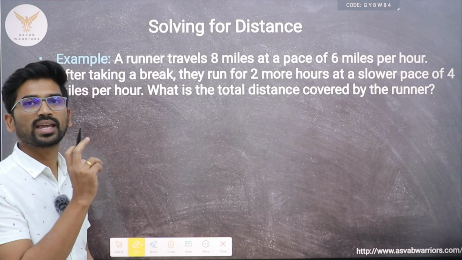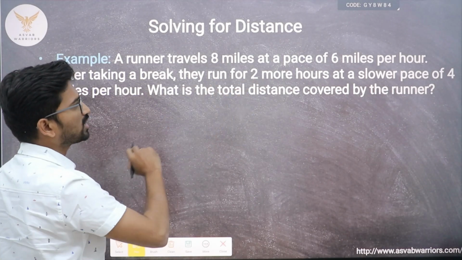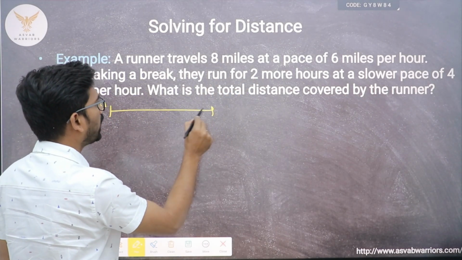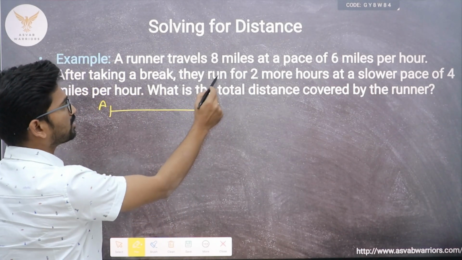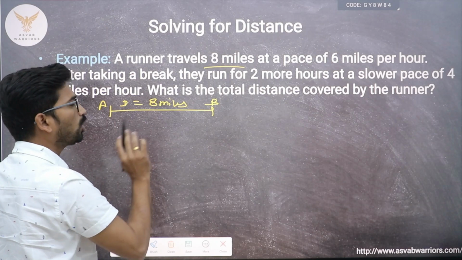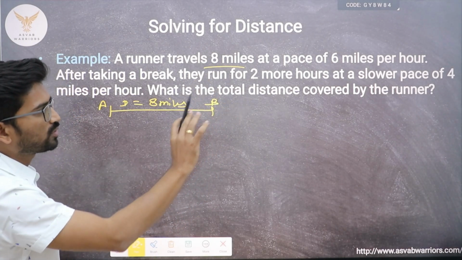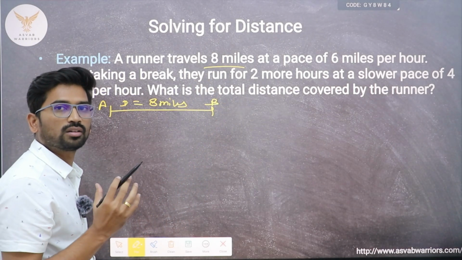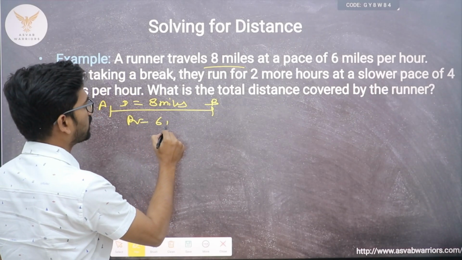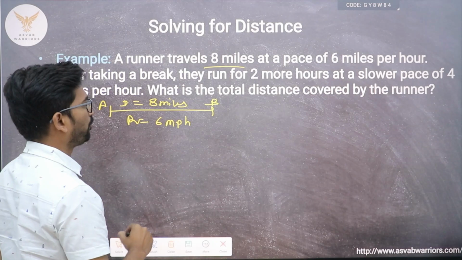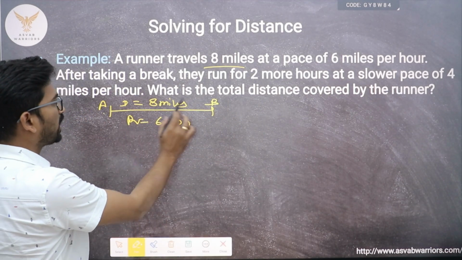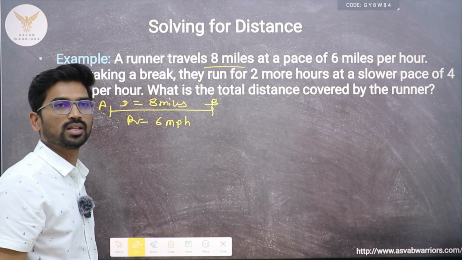Now the runner travels 8 miles at a pace of 6 miles per hour. Let us say the runner travels from point A to point B, and this distance is given as 8 miles. So distance equals 8 miles and at a pace of 6 miles per hour. Here the rate is given, which is 6 miles per hour. So R equals 6 miles per hour. And we have to calculate what is the total distance covered by the runner. From point A to B, the distance is 8 miles that we know.